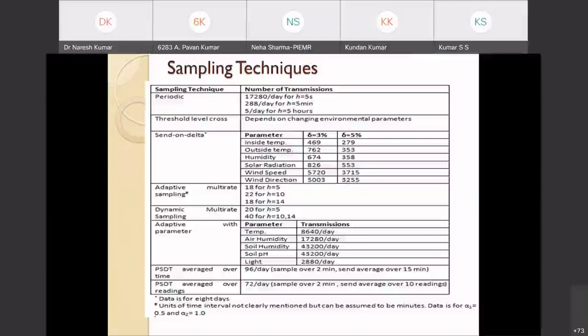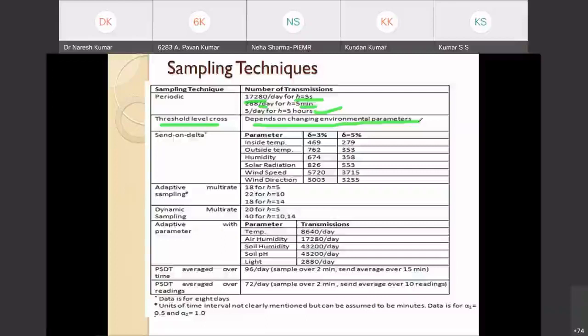If we use periodic sampling, the number of transmissions is 17280 per day for 5 seconds, and if we sample for a day at 5 minutes and at 5 hours, like that. Then with threshold level cross, it depends on the changing environmental parameters, how many times the parameter will cross that threshold level, and then the number of transmissions can be calculated. If it does not cross the threshold even once a day, then no transmission takes place.